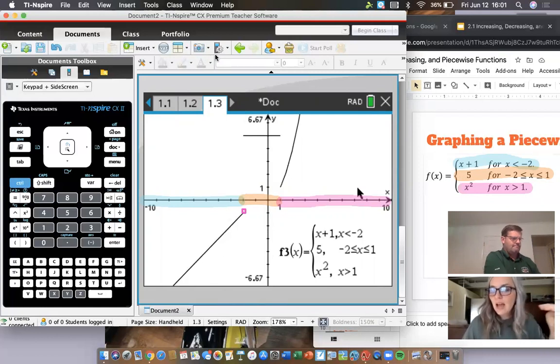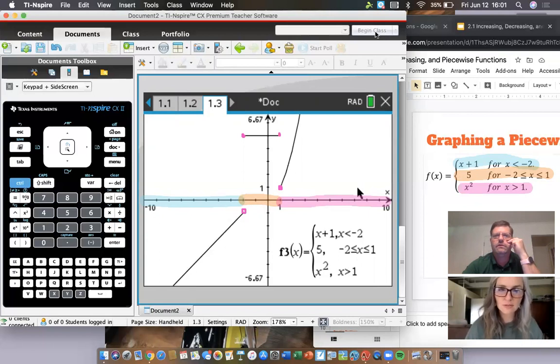And if we're looking at that constant piece of 5 between -2 and +1, both of those have equal to pieces, which means we have 2 closed circles on the end points of this graph. And then on this right-hand side, we have only greater than 1, not equal to 1. And so we have another open circle on this third piece over here. Okay, I like it. All right, so let's clear all that.